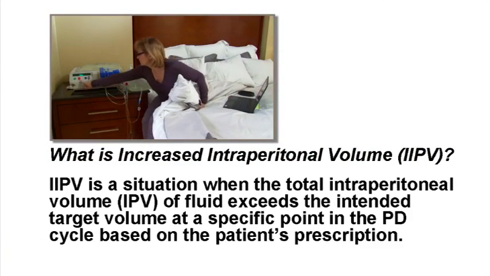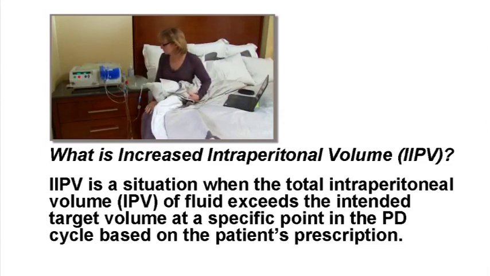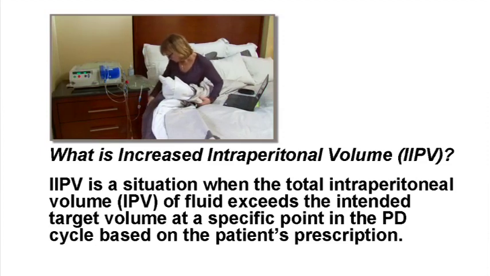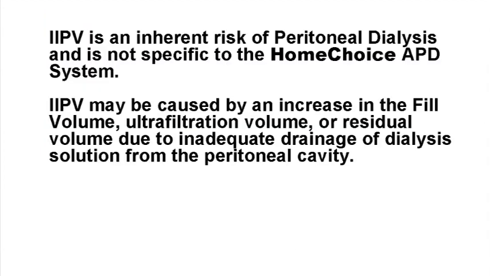IIPV is a situation when the total intraperitoneal volume, IPV, of fluid exceeds the intended target volume at a specific point in the PD cycle based on the patient's prescription. IIPV is an inherent risk in peritoneal dialysis and is not specific to the Home Choice APD system. IIPV may be caused by an increase in the fill volume, ultrafiltration volume, or residual volume due to inadequate drainage of dialysis solution from the peritoneal cavity.